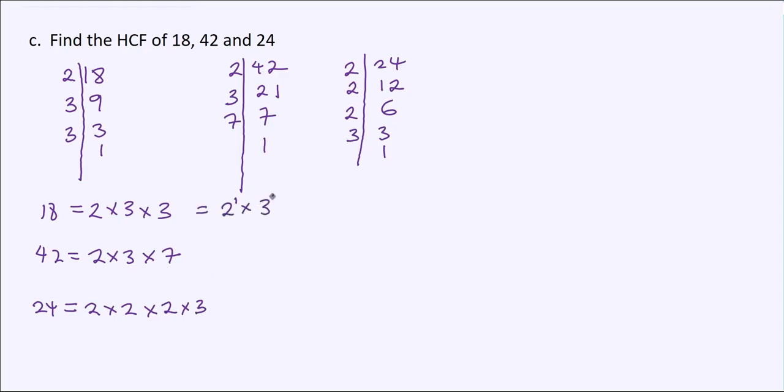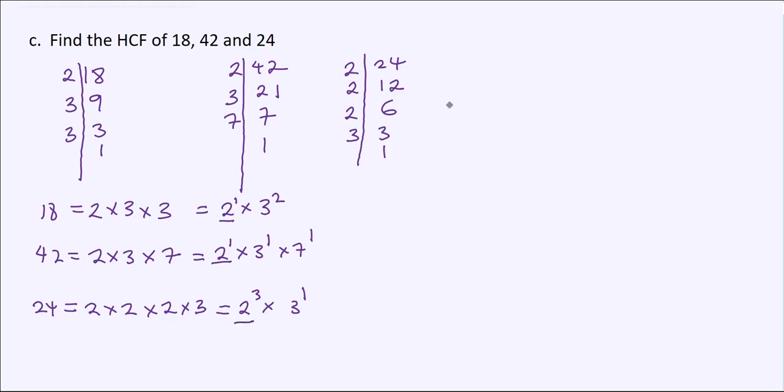Let's index: 2 raised to the power 1 multiplied by 3 raised to the power 2. Indexing here: 2 raised to the power 1 multiplied by 3 raised to the power 1 multiplied by 7 raised to the power 1. Indexing here we'll have 2 raised to the power 3 multiplied by 3 raised to the power 1. So at this very point, what is common amongst every one of these numbers?